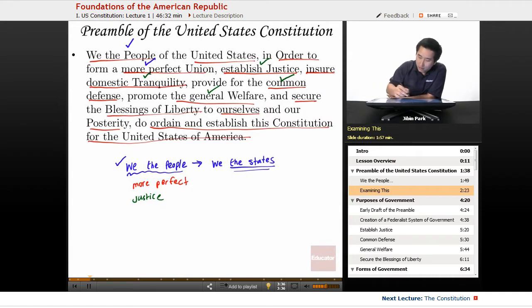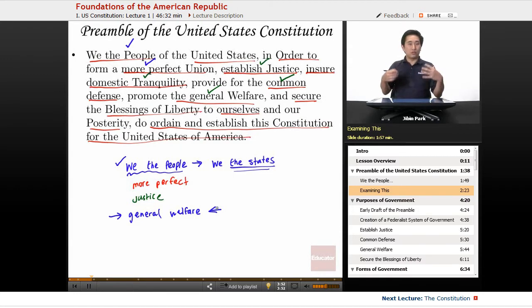Provide for the general welfare. Again, this is probably something that over the course of time, in the context of the 20th century, what is the general welfare in the 21st century? What are the things that are allowed and not allowed in the Constitution? So that's the great debate. It's a matter of interpretation, and that's the beauty of politics, being able to interpret what the proper role of the federal government is. And secure the blessings of liberty to ourselves and our posterity. Do ordain and establish this Constitution for the United States of America.